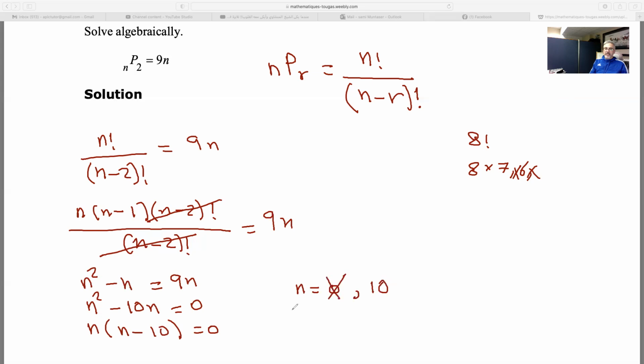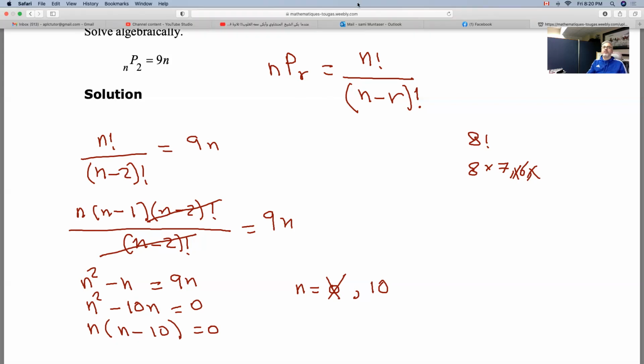Of course, you're going to reject the 0. You cannot choose anything from 0. If you have 0, you cannot choose anything from it. So n equals 10 for this question. This question is usually worth about 3 marks. I think it's an easy 3 marks if you know this formula. Let's move on to the next question.